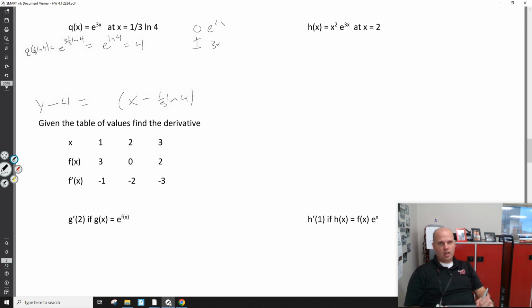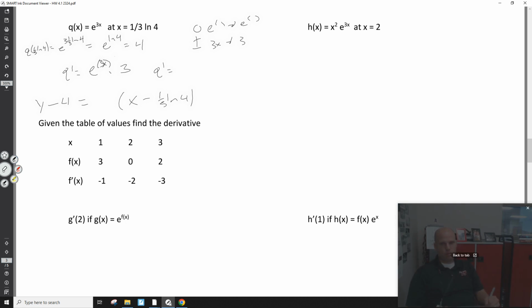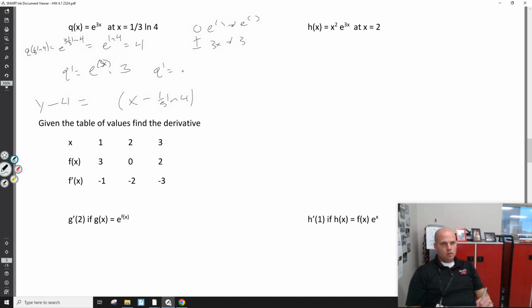E to a power 3x. The derivative of 3x is 3. The derivative of e to the power is e to the power. I get e to the power times 3. So that's e to the 3x times 3. If I plug in 1/3 log 4, I already got that. The 1/3 log 4 plugged in. The 1/3 cancels. You get e to the 3 times 1/3 log 4, times 3. These cancel. E to the log 4 is 4. 4 times 3 is 12.